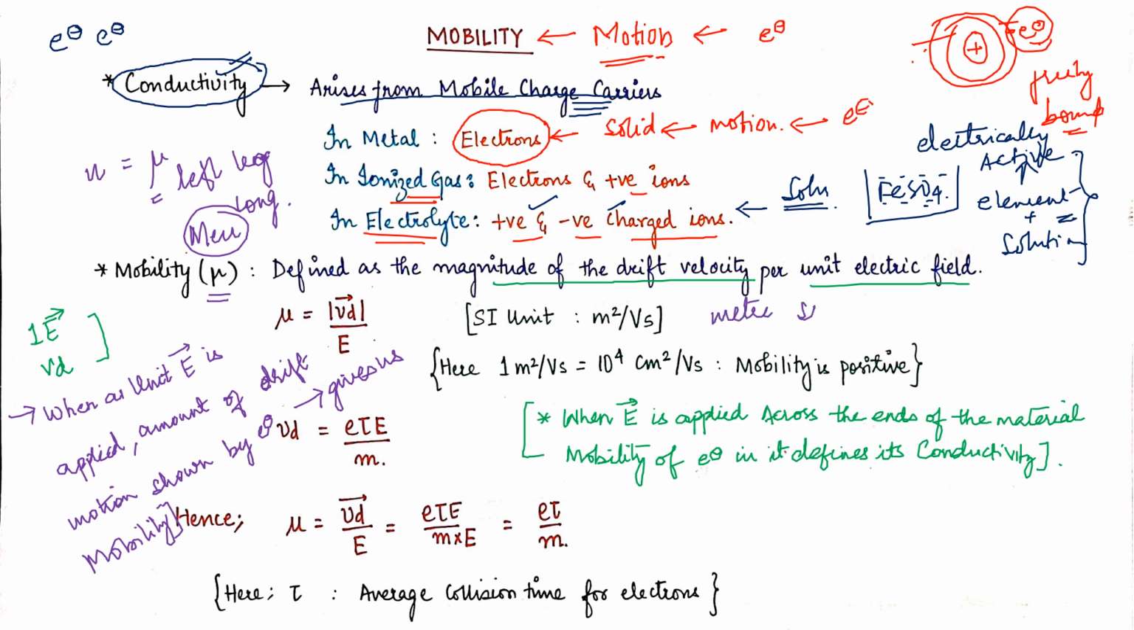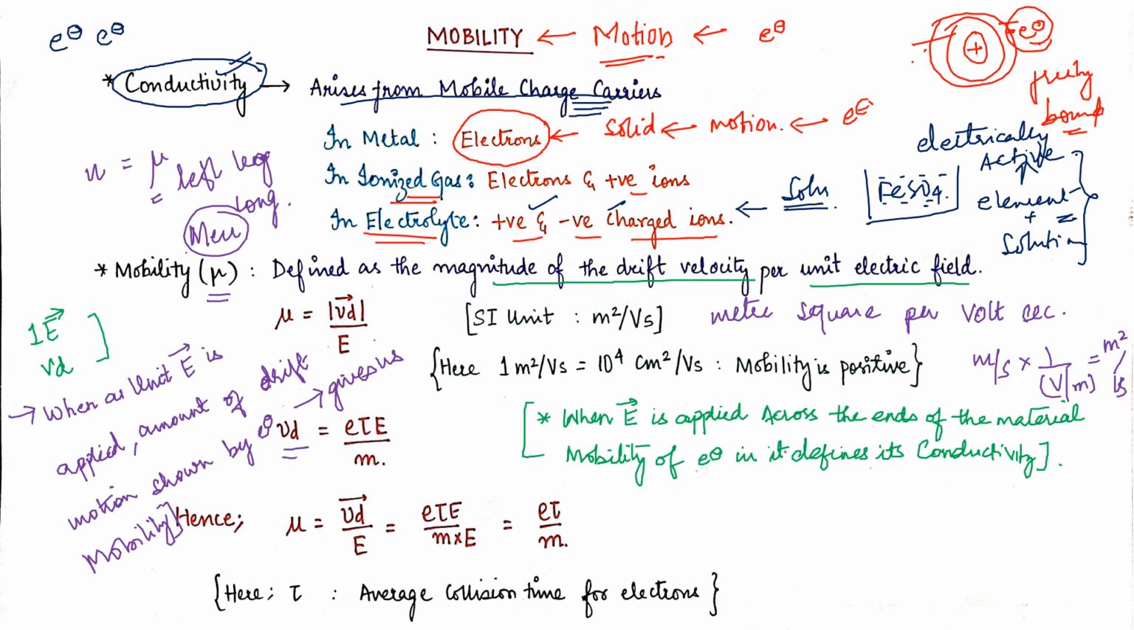Meter square per volt second. See over here, meter per second is the SI unit for Vd. For E it is volt per meter. So meter per second times meter per volt gives us meter square per volt second. This is how we are getting the SI unit.